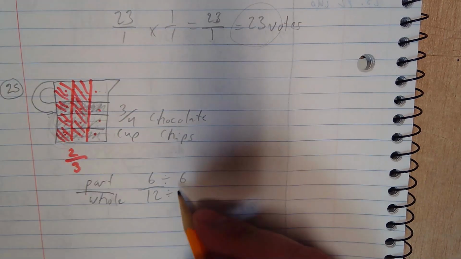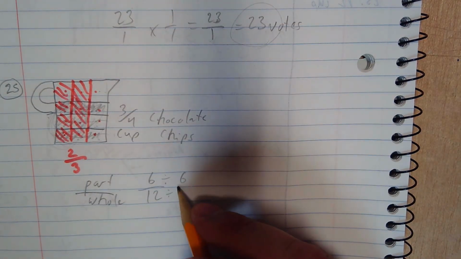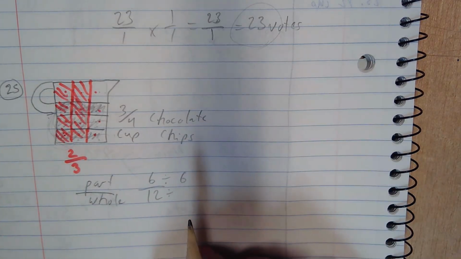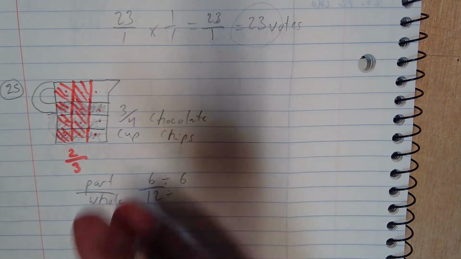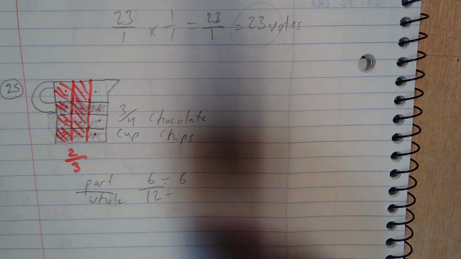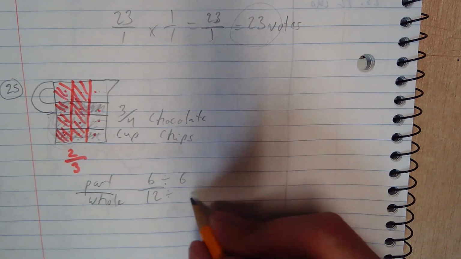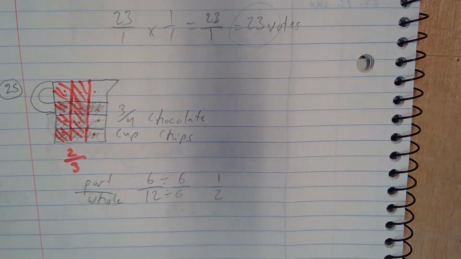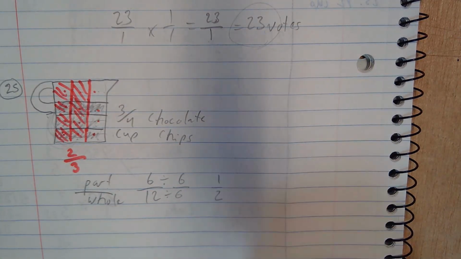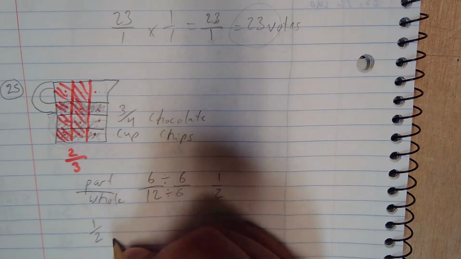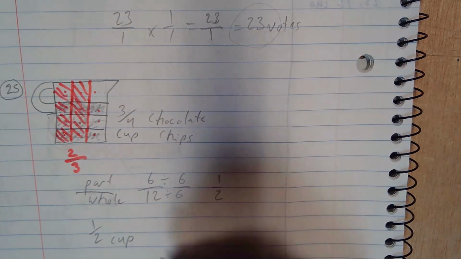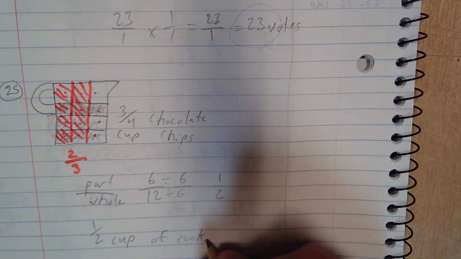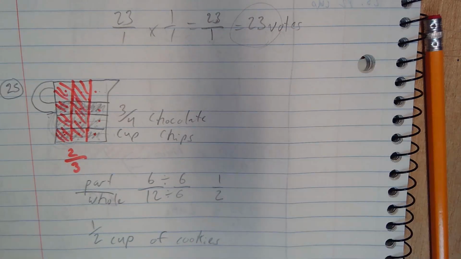Now I can divide by 2, right? But then I'll have to keep dividing by 2 until I get to the final answer. I can divide by 3. But I know that the GCF, greatest common factor, for both of these is 6. It becomes 1/2, right? So it is 1/2 a cup of chocolate chips. And that's it. That's number 25.